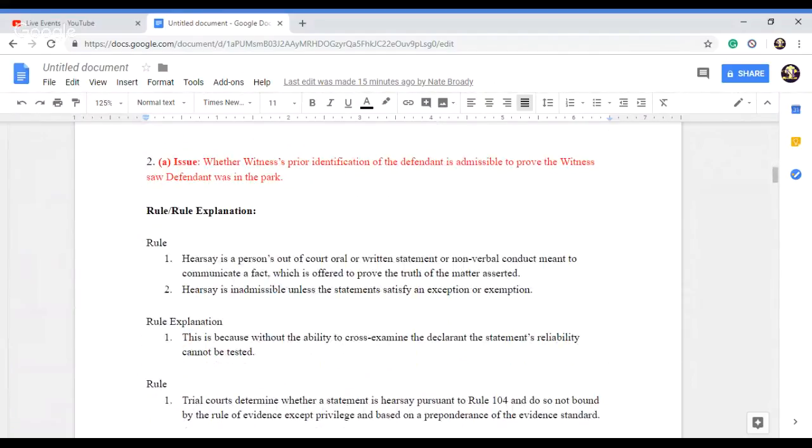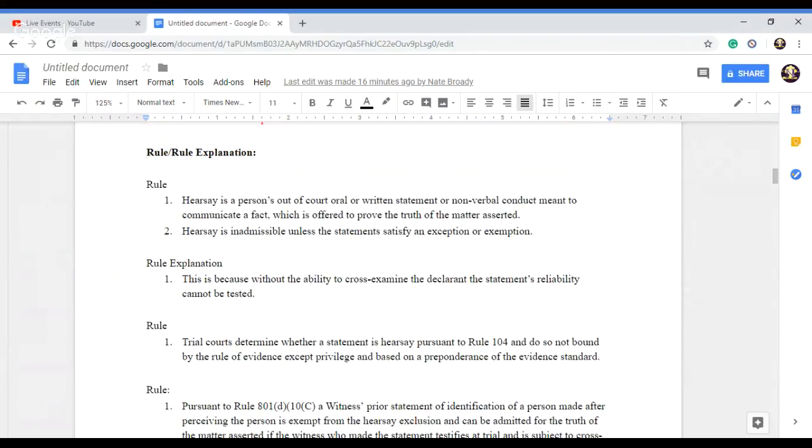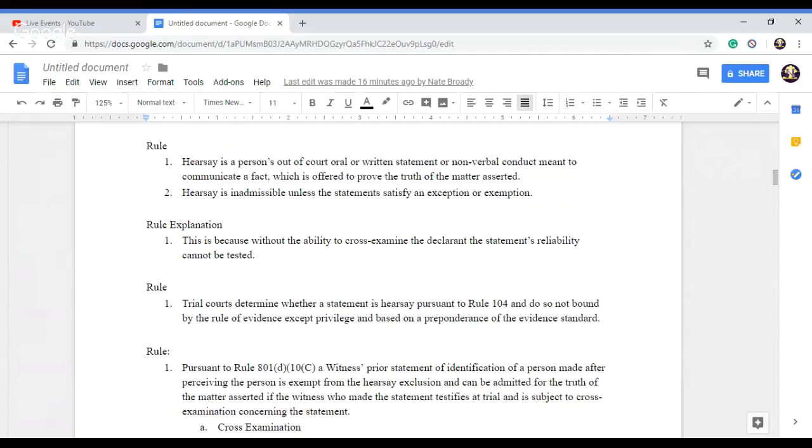So now let's move to the next issue, which is whether the witness's prior identification of the defendant is admissible to prove the witness saw the defendant was in the park. Now, again, as we've been breaking it down, what piece of it's the rule? What piece of it is the rule explanation? So from the professor's model answer, here's the rule for this: hearsay. Now this is a clear, concise rule for hearsay.